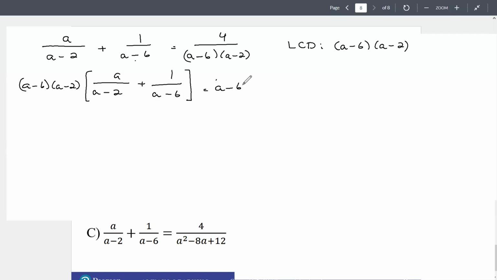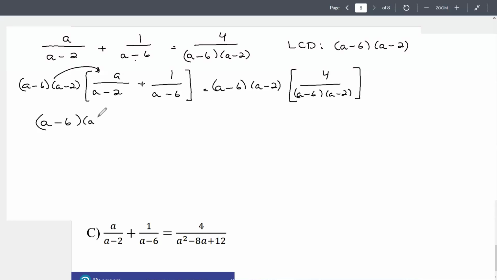A minus 6, A minus 2, over 4, A minus 6, A minus 2. Okay, so like I said, if this distributes here like before, the A minus 2 is canceled, so we're just going to have A minus 6 times A.